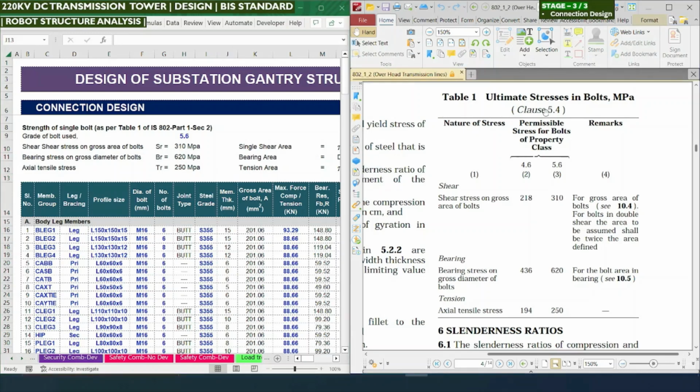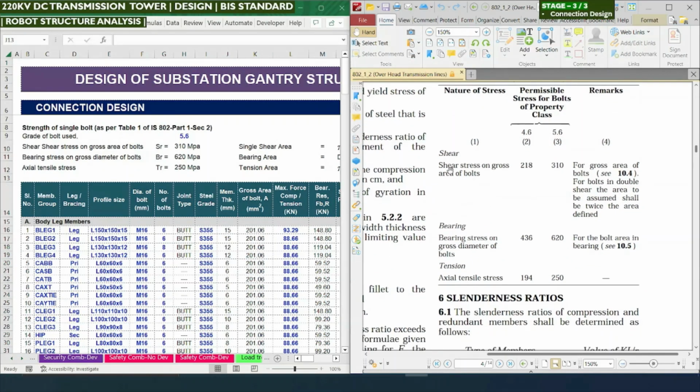a table 1 showing the ultimate stress in bolts for both the grade 4.6 and 5.6 in the unit of megapascal. So here you can see the shear strength value, bearing strength and axial tensile stress. Similarly, we also have in our Excel calculation the same values according to the selection of grade. This will vary. So we can consider the 5.6 grade of bolt for our calculation.